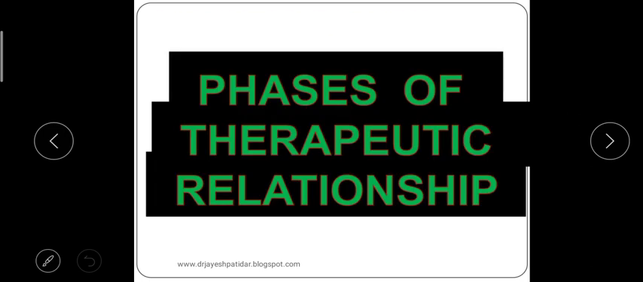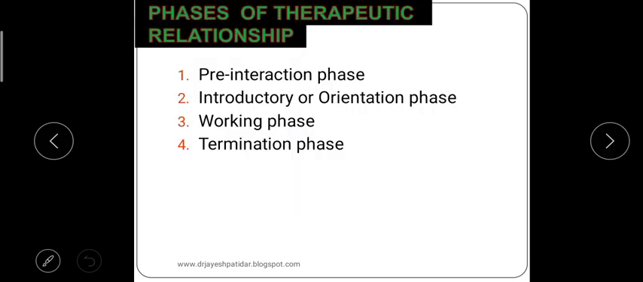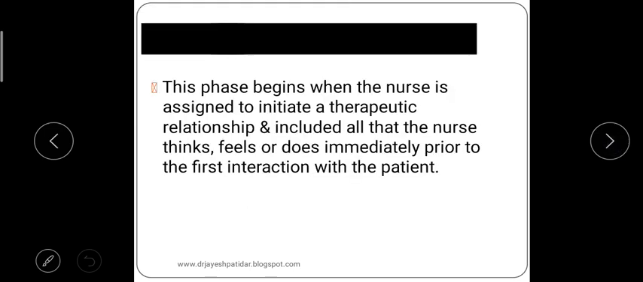Our next topic is phases of therapeutic relationships. There are four phases. First one is the pre-interaction phase, second is the introductory or orientation phase, third is the working phase, and fourth is the termination phase. Now we will see in detail one by one. The first one, pre-interaction phase.